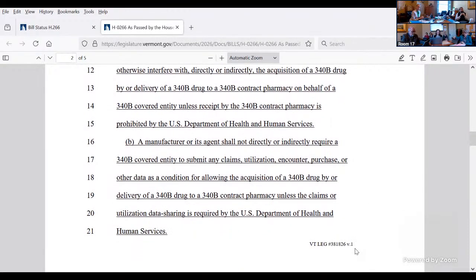It would also prohibit a manufacturer or its agent from directly or indirectly requiring a 340B covered entity to submit any claims, utilization, encounter, purchase, or other data as a condition for allowing the acquisition of a 340B drug by or delivery of it to a 340B contract pharmacy, again unless the claims or utilization data sharing is required by the U.S. Department of Health and Human Services.